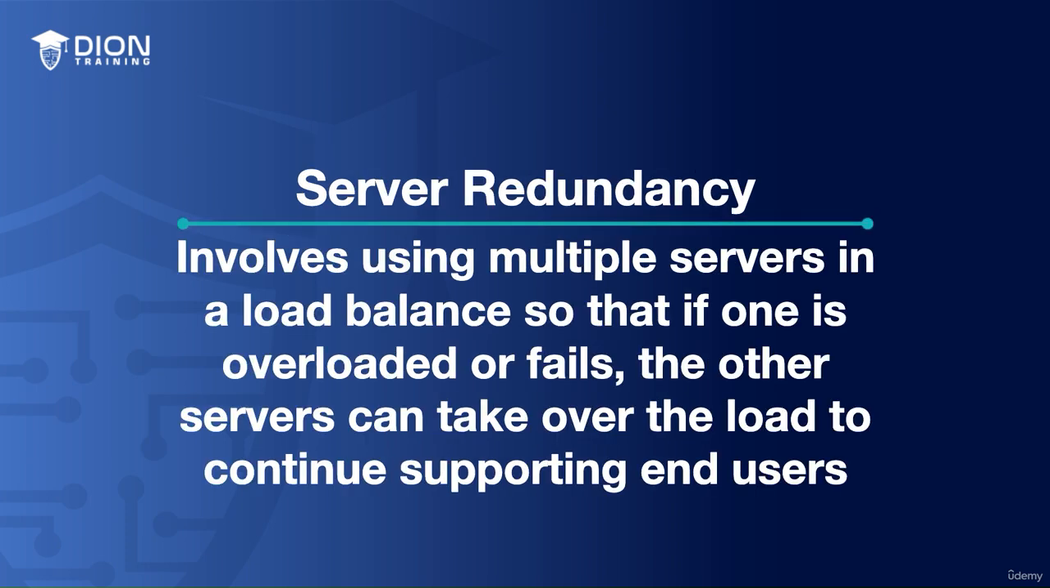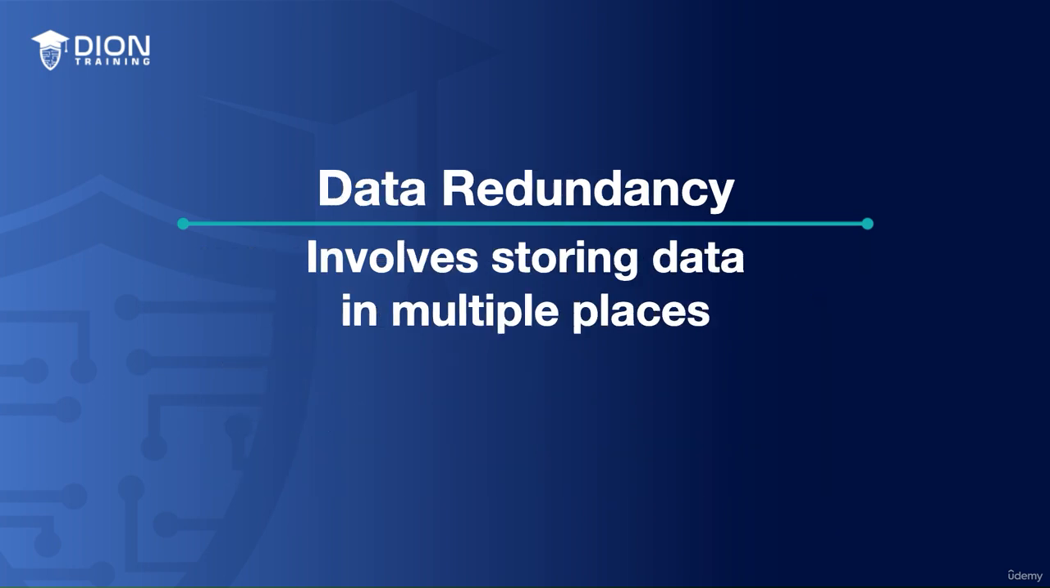First, we have server redundancy. Server redundancy involves using multiple servers in a load balance or failover configuration so that if one of those is overloaded or fails, the other servers can take over the load and continue to support your users. Second, we have data redundancy. Data redundancy involves storing data in multiple places. This way, if one storage site fails, the data can still be accessed from another location. Often, we achieve this locally using RAIDs or using a hybrid of on-premise and cloud-based backup systems.